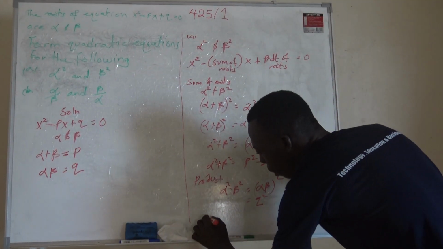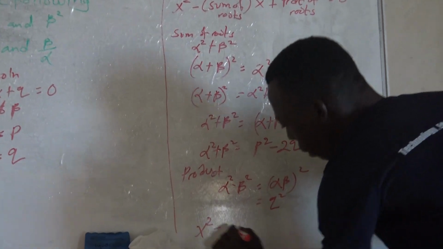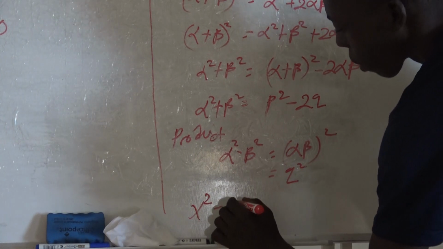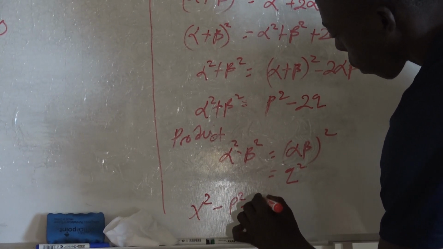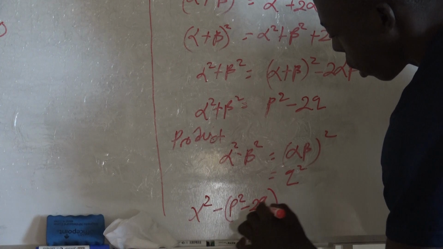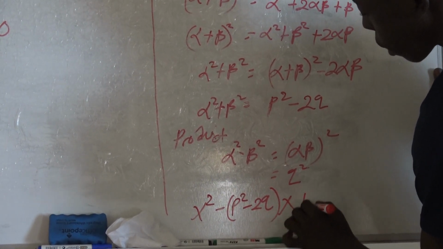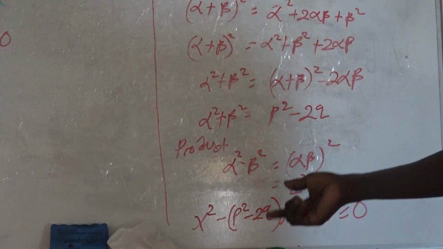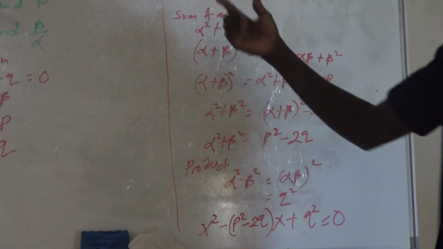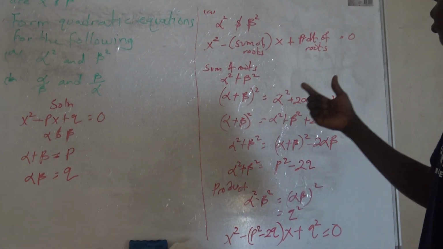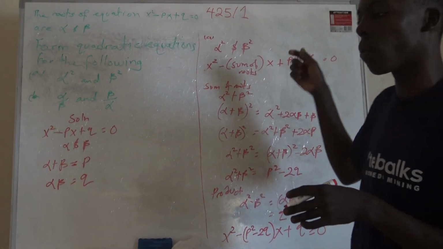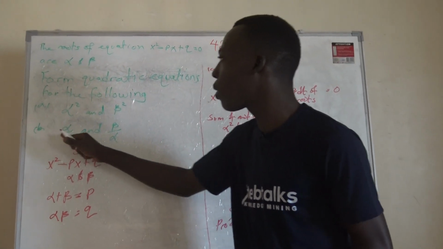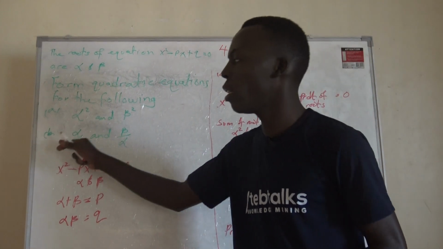So for that case, our equation becomes x squared minus the sum, which is p squared minus 2q, then x, then plus q squared, which is equal to 0. So that's how we can form a quadratic equation from the other quadratic equation which they gave us, to get another quadratic equation in terms of other roots. Now equation B says to form a quadratic equation in these roots.